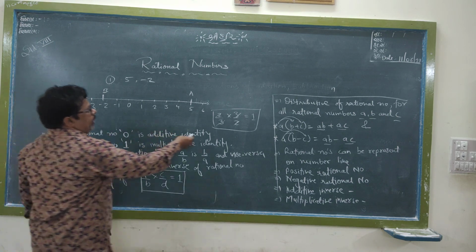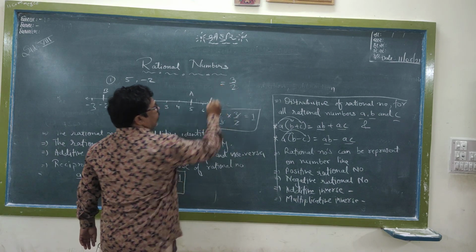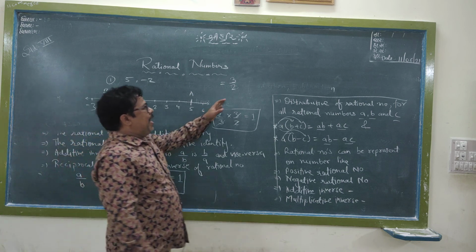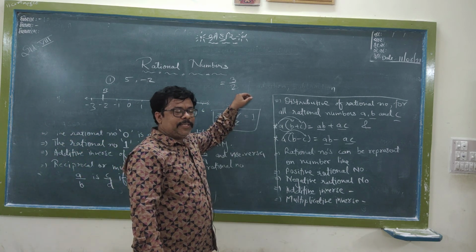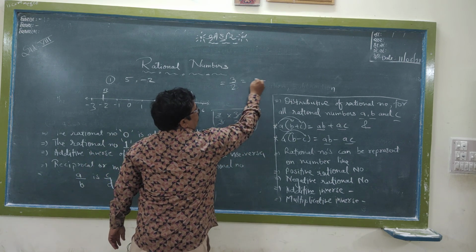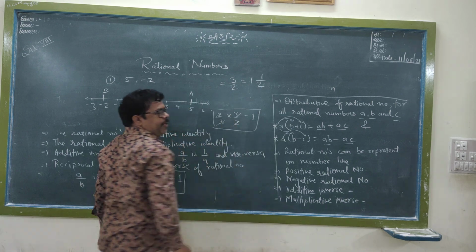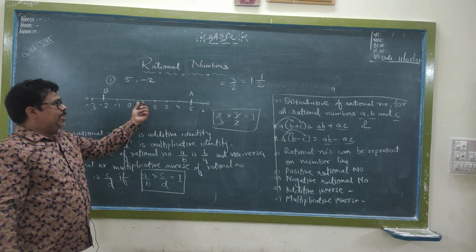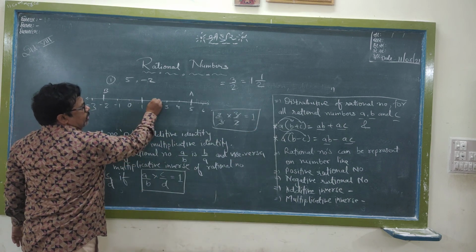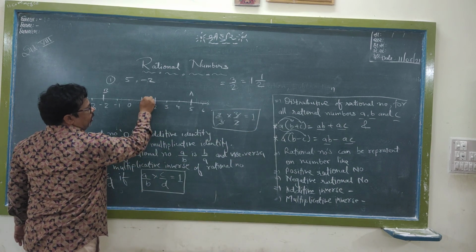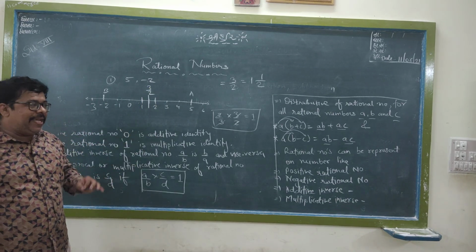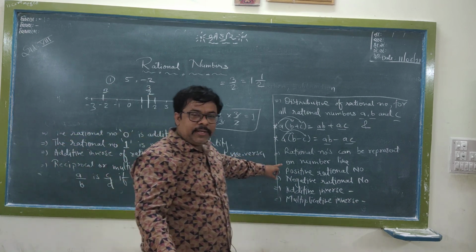Suppose I am taking the number 3 by 2. How to represent it? This is an improper fraction. We will change it into a mixed fraction. What do we get? 2 ones are 2, and 1 remains: 1 integer 1 by 2. So now you can see it is greater than 1 and less than 2. Here is 1 and here is 2. Between them, this point will indicate 3 by 2. Understand? So each and every rational number can be represented on the number line.